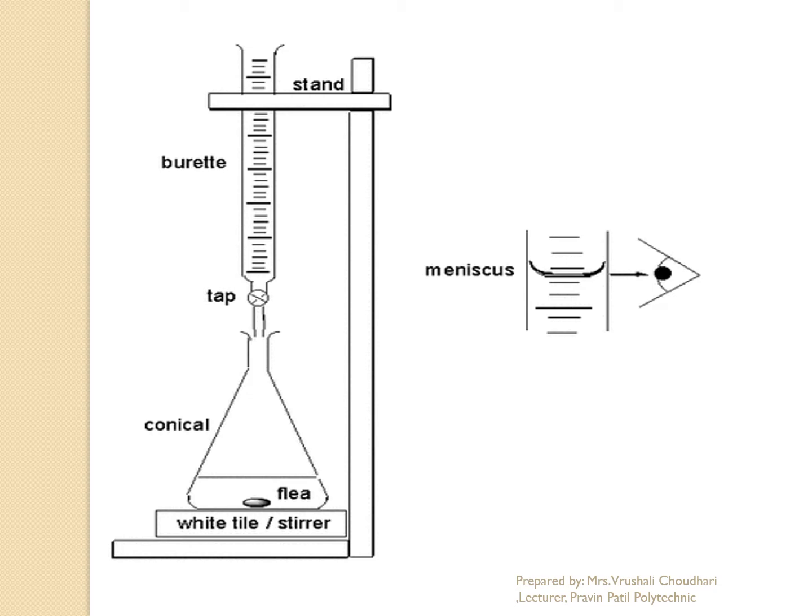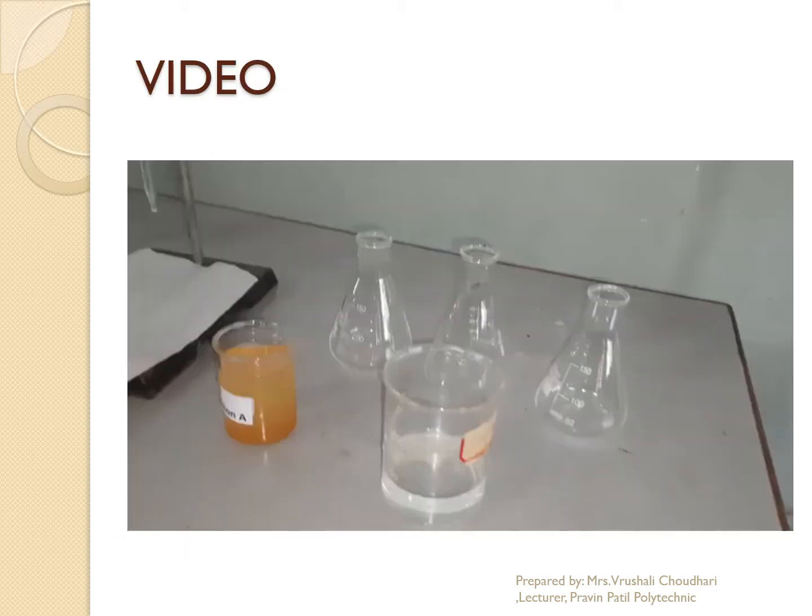How are we going to check the level? We have to check that the lower surface coincides with the marking on the burette. When we open the tap, the solution falls drop wise into the conical flask solution. As it falls into the conical flask, a reaction will take place and the solution is going to change color, that we will see next.